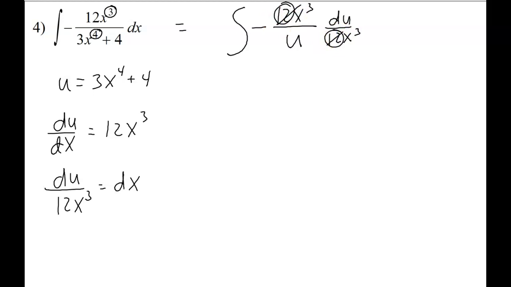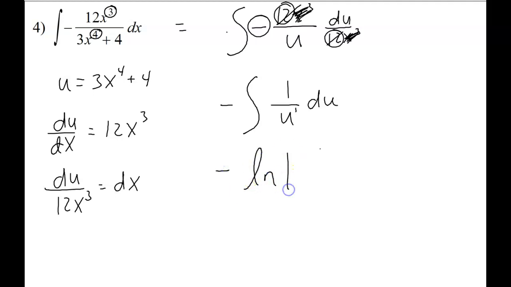You can just take those numbers and move them out to the front. But what you definitely need to cancel out at this point are the x's. So the x cubes need to go away. And I also don't really care for having this negative inside. So I'm going to move that to the outside, and now I'm left with 1 over u du. Now when you have 1 over u to a first power, that's an ln problem. So it's going to be negative ln absolute value of u plus c. And my u was 3x to the 4th plus 4.